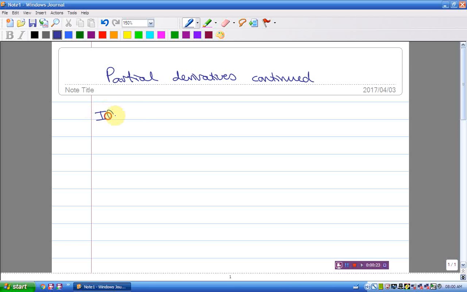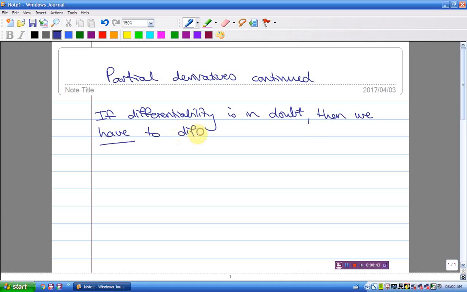If differentiability is in doubt, then we have to differentiate from first principles. Okay, and we'll be doing a bunch of examples like that when we get to differentiability.